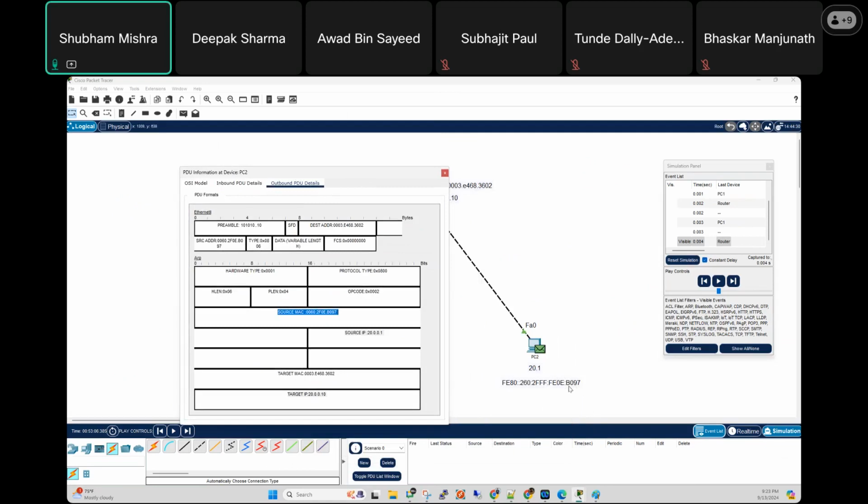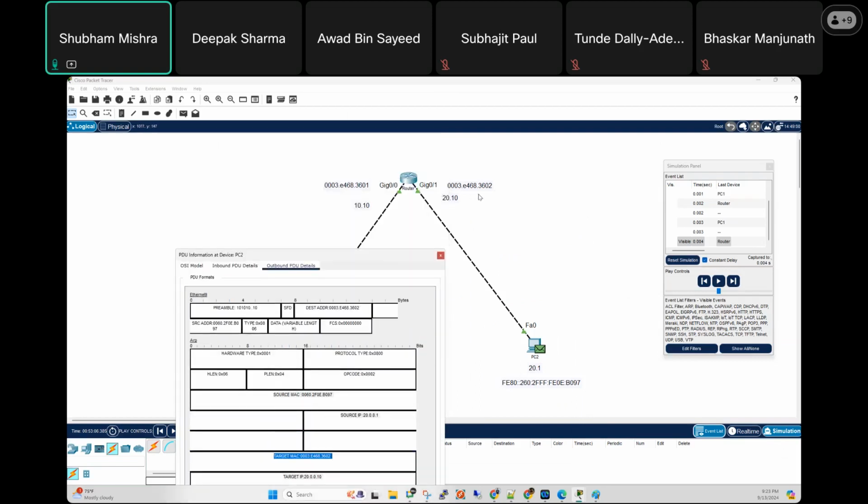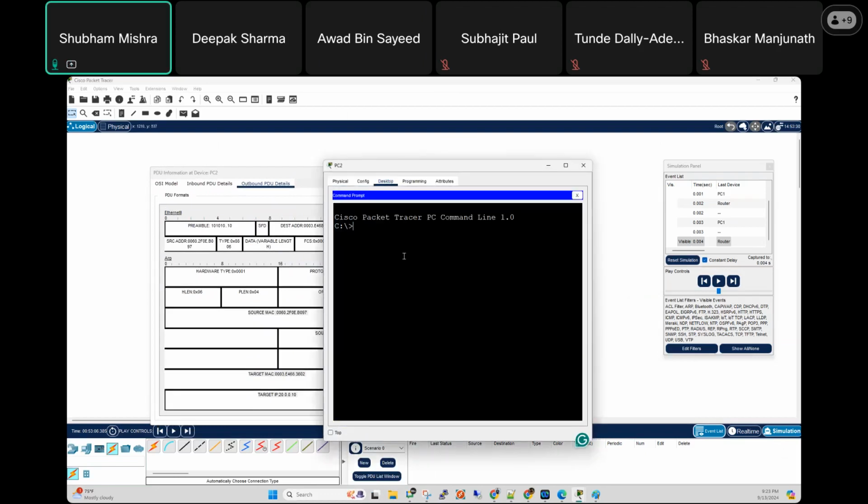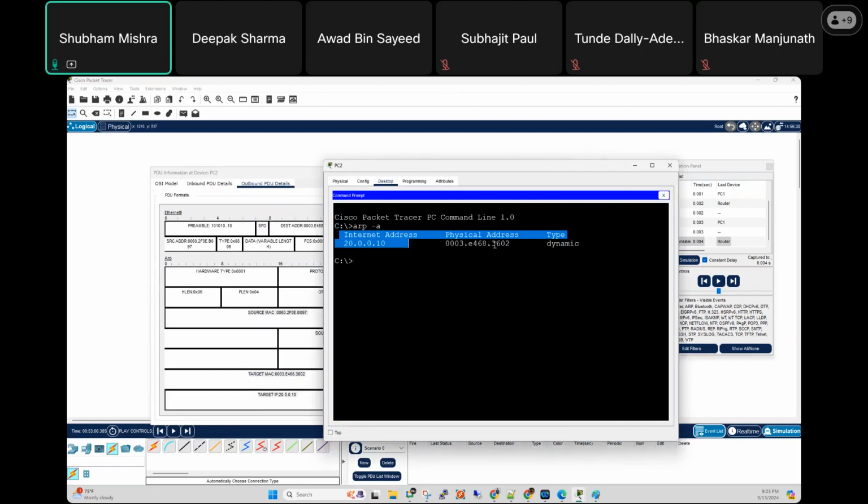Right? Now, what is the target MAC address? 3602. 3602 means this is the MAC address of this interface. Yes or no? Everyone, tell me. And this PC maintains one table. What is the name of that table? The ARP table. See, this PC also makes the entry in the ARP table. Understand, everyone? Yes, sir.